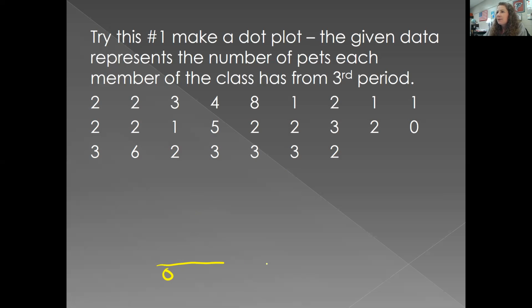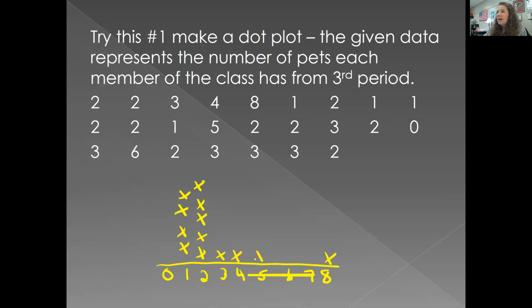All right, so I see numbers 1 through 8, 2, 4, 5, 6, 7, 8. All right, so I have 2, 2, 3, 4, 8, 1, 2, 1, 1. That's the first row. 2, 2, 1, 5, 2, 2, 3, 2, 0, 3, 6, 2, 3, 3, 3, 2. All right, so did you guys get this?